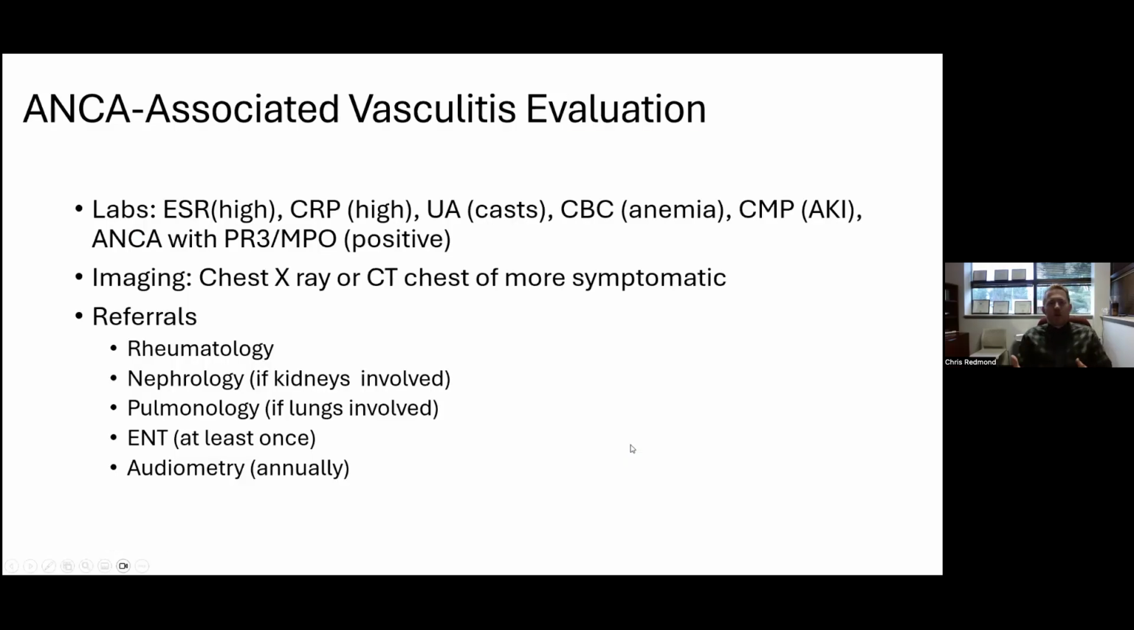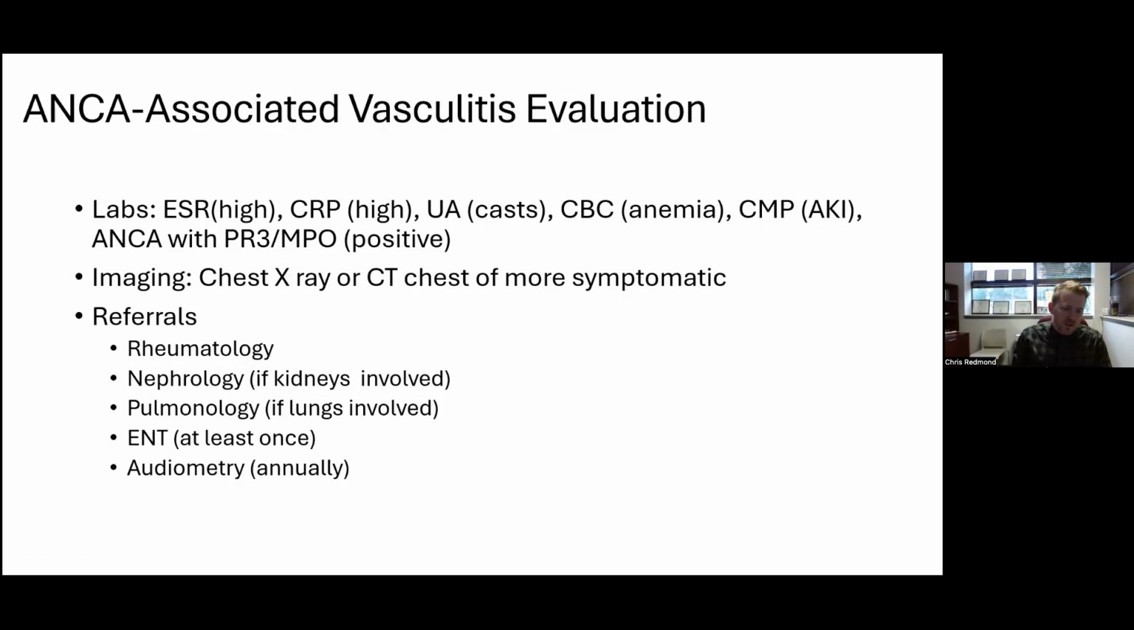So, if you're in primary care and you're concerned about this, obviously get inflammatory markers. You can get the ANCAs, but really you need to look for major organ-threatening disease that needs to be treated abruptly. So UAs to look for casts, CBCs to look for severe anemias, look for AKIs in your CMP. If they have pulmonary disease, chest X-ray or CAT scans are appropriate as well.